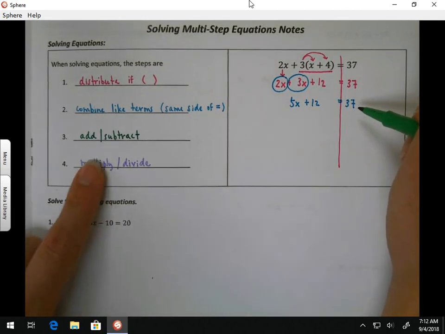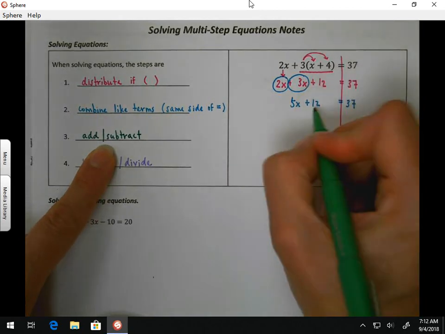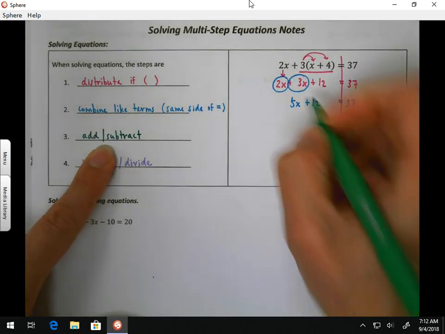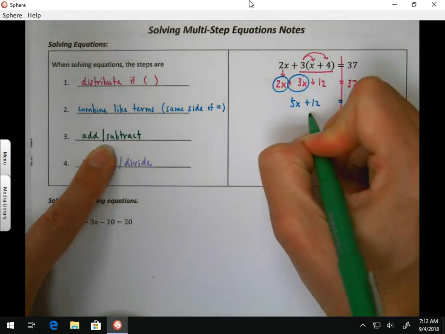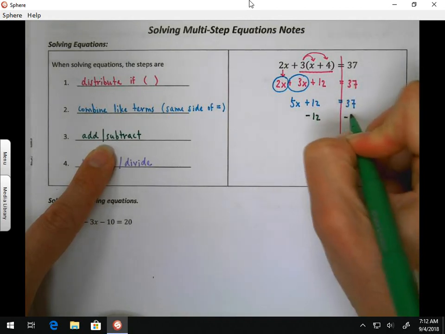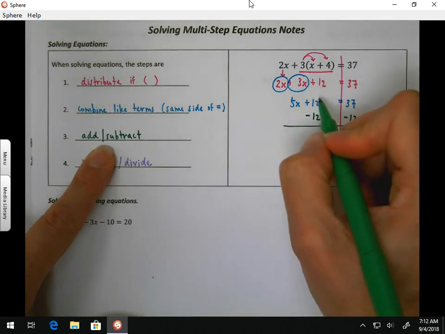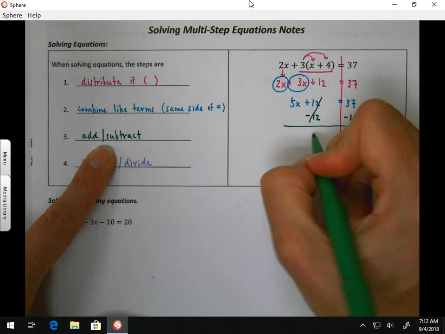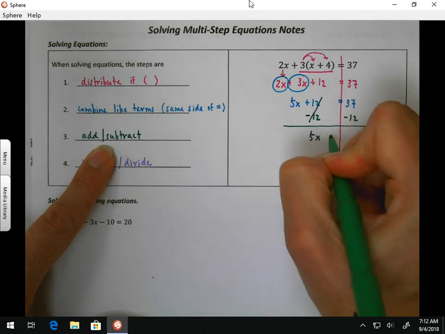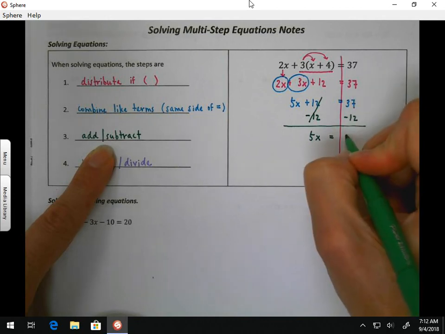So we know the first thing we need to do is to add or subtract, so I get rid of this constant term here. Since this is a positive 12, I need to do the inverse, which is subtraction. So I'm going to go ahead and subtract 12 on both sides. 12 minus 12 is 0, so that term drops out, and I'm left with 5x here. On this side, 37 minus 12 is going to give me 25.